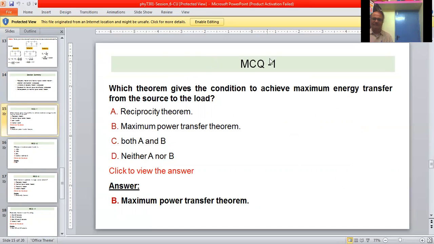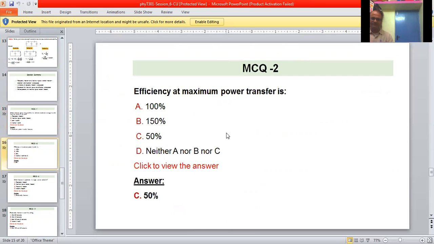And here we'll move to some MCQs. Whose theorem gives the condition to achieve maximum energy transfer from the source to the load? Out of these, the maximum power transfer theorem gives the idea about the amount of power transferred to the load. Next, efficiency at maximum power transfer is 100%, 150%, 50%; as you just saw, it is 50%.